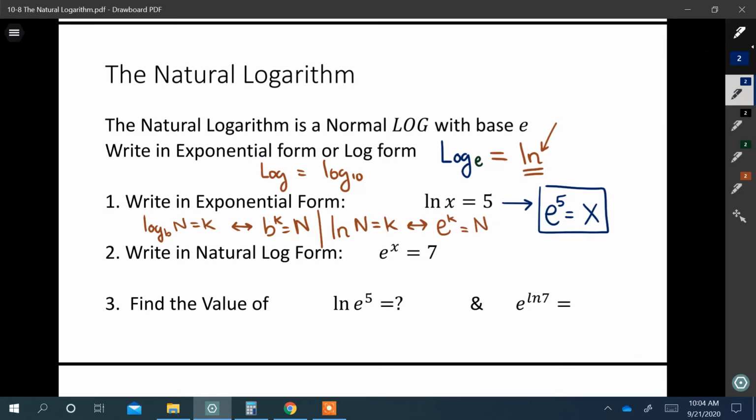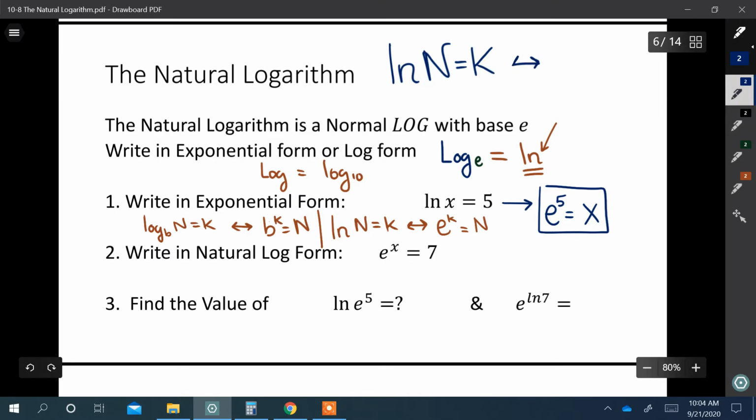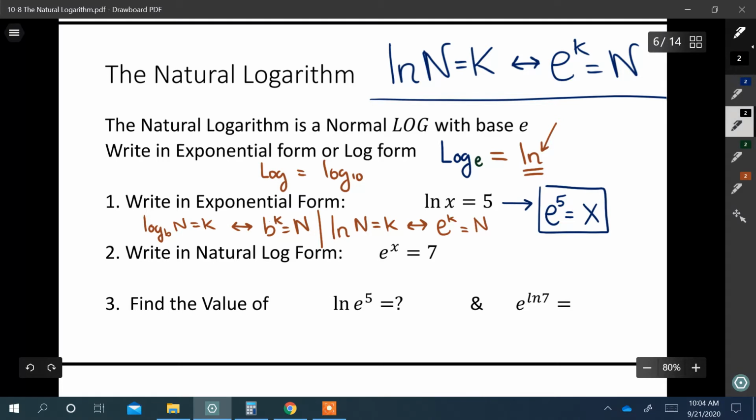So you could say the definition for natural log is: natural log of n is equal to k, and that is the same as e to the k equals n. So here's my definition. It's technically the same definition that we had before. It's just that this time the base is always e.